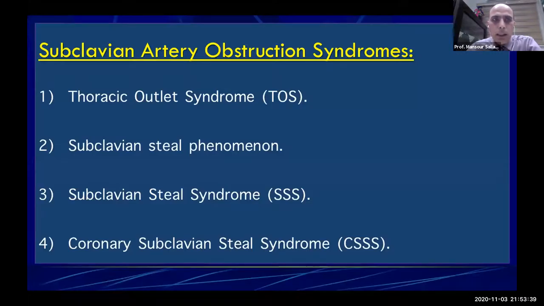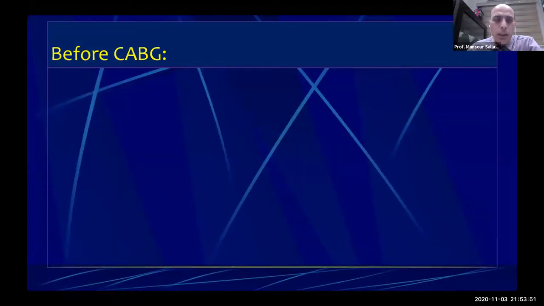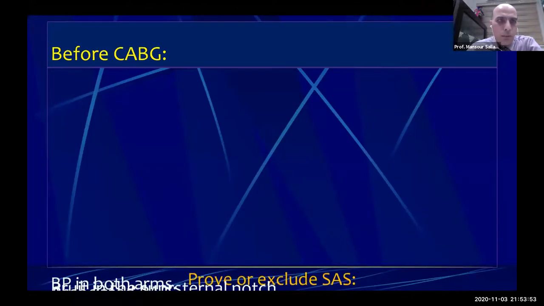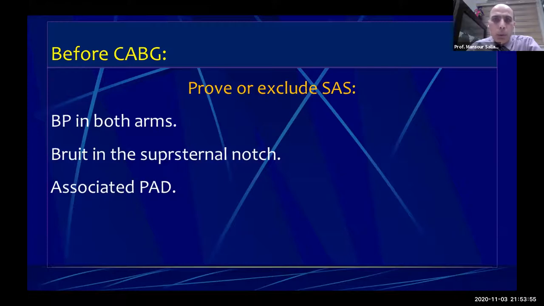Lastly, but not least, subclavian artery obstruction syndromes are something we have to consider and keep in mind: thoracic outlet syndrome, subclavian steal phenomenon, subclavian steal syndrome, as well as coronary subclavian steal syndrome. So for any patient before CABG, starting from tonight, I think we have to prove or exclude subclavian artery stenosis. I think it's worth doing. You can suspect it from clinical examination, with a blood pressure difference between both arms of more than 20.